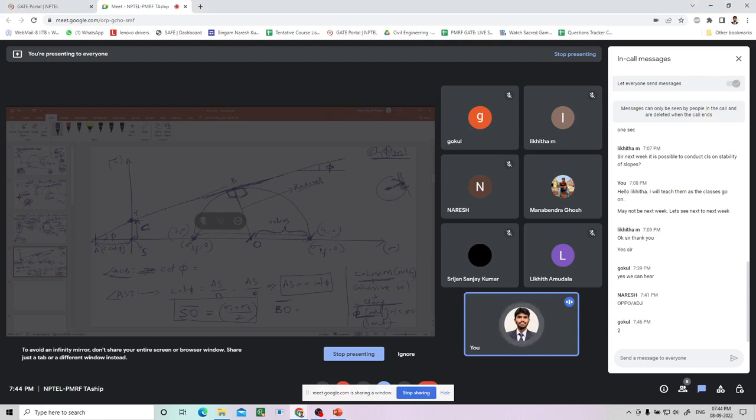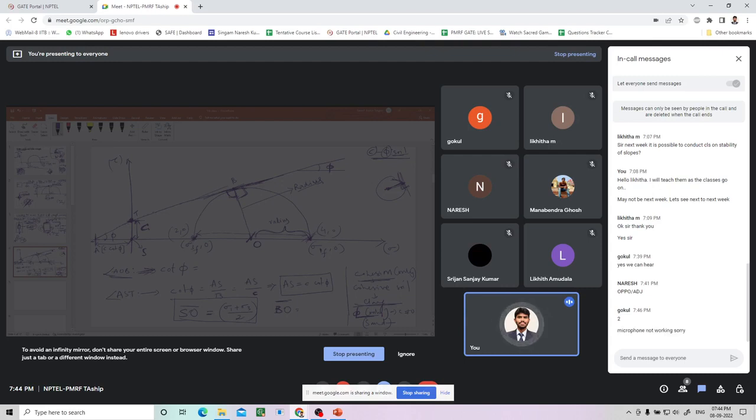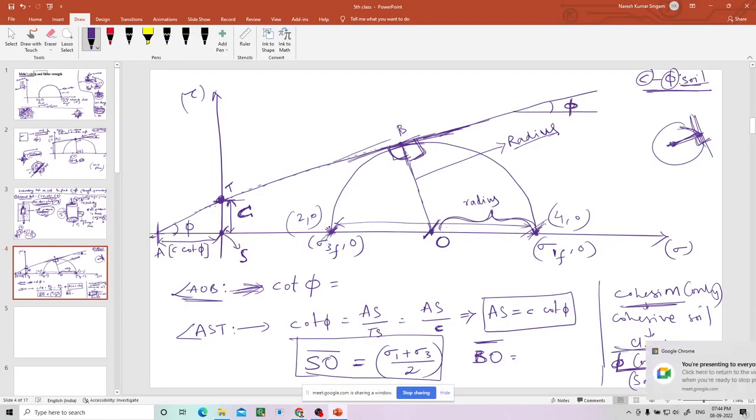Manabendra, you want to tell? 2. See, I told you don't write in the chat box. I think Gokul can't, his mic is not working. That's okay for Gokul. But other people, don't write. You have to tell me.